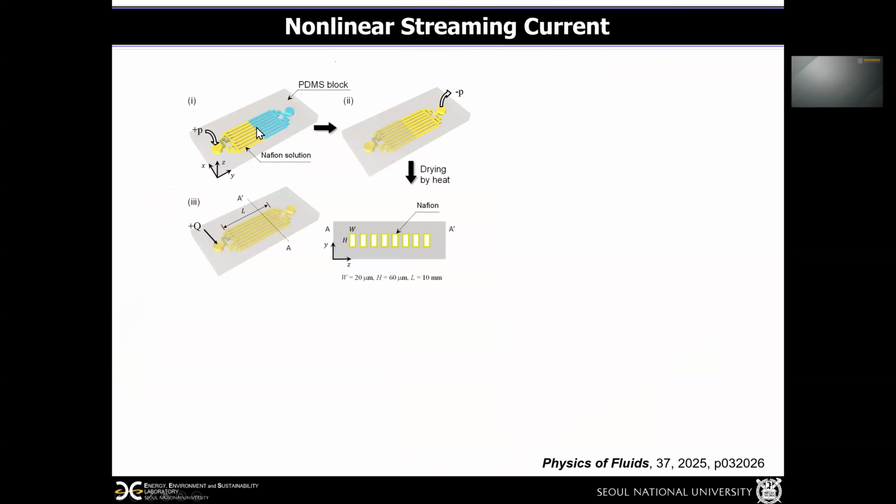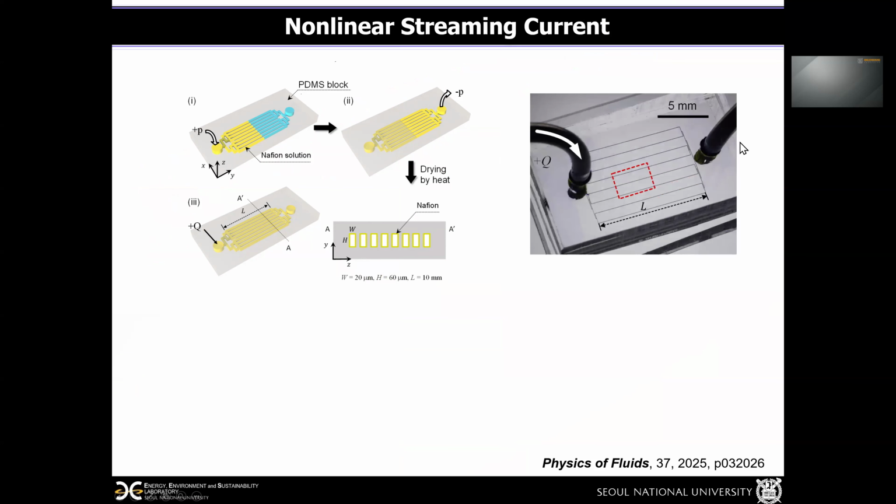microfluidic device like this. It has a tournament channel to increase the throughput. We push the Nafion solution into this side, fill it, and dry it by heat, and then we have a very thin coating on each microchannel surface. This is the fabricated device. When we push the electrolyte through this side, we can measure the streaming current.